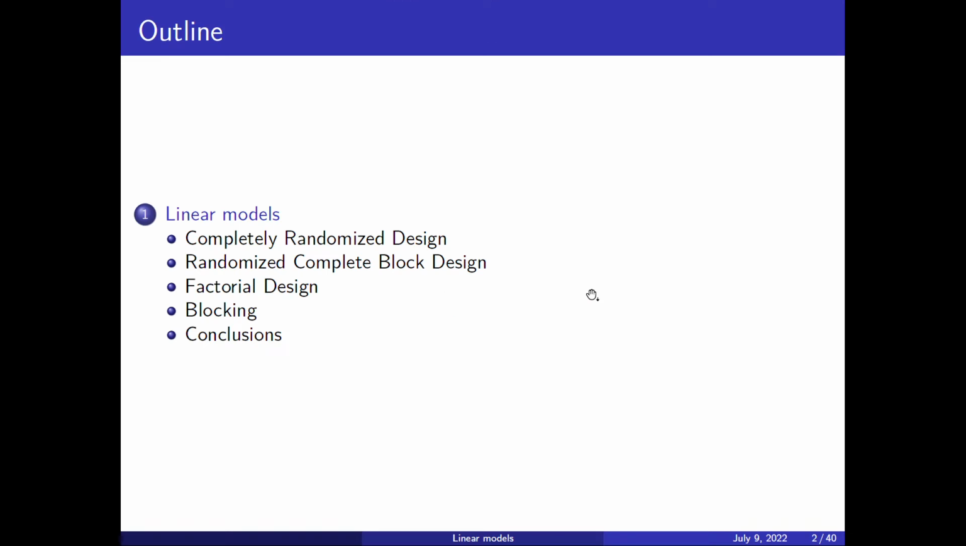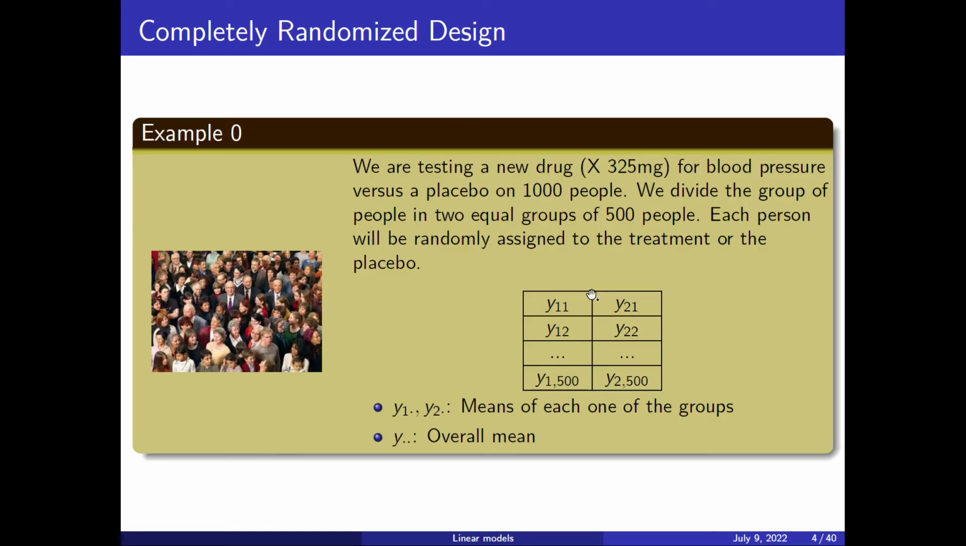Okay, so the second part is called experimental design, and we will see just a few ideas about it. So let's start with the most simple one, that is called the completely randomized design. Let's say that we are testing a new drug for blood pressure, and we want to compare it to a placebo, and we will use 1,000 people. Don't care about the numbers, it is just to make it very easy.